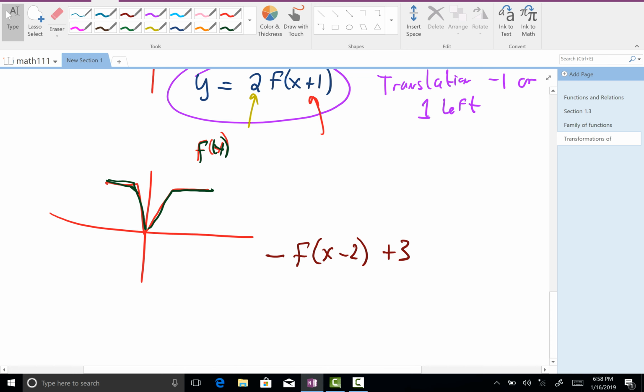All right. We have no idea what that function looks like. It's just a v with tails. No idea. So, verbally, what's happening to this function? What's going to happen to it? Reflected over the x-axis. Good. What else? To the right 2. Good. And up 3. All right.